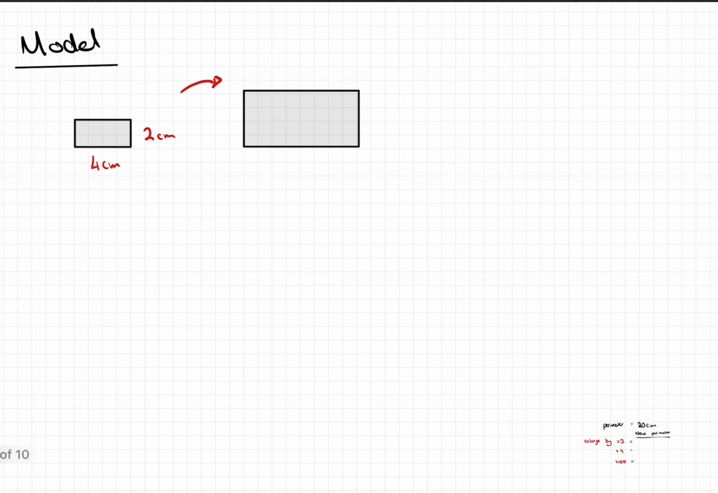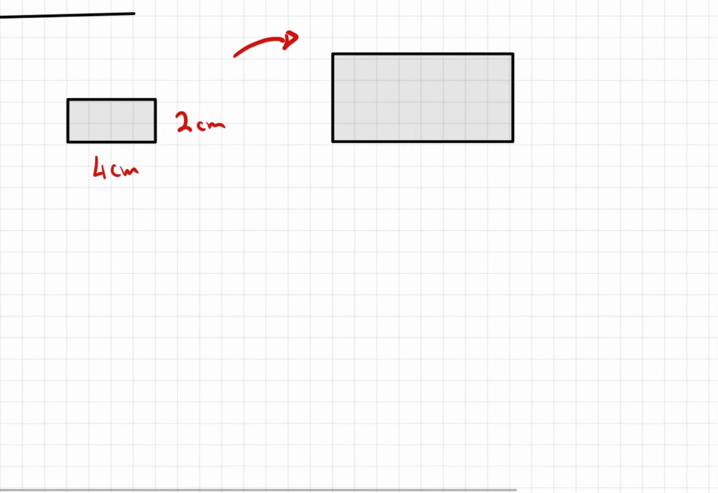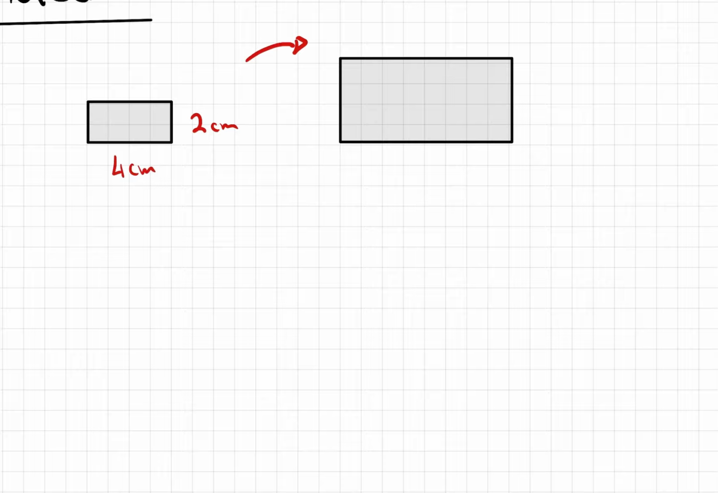Okay, so let's look at this. I'm going to find the perimeter of the smaller shape first. I can see it's 2 plus 4, and then we can just say opposites are the same, 2 and 4. So the perimeter equals 2 plus 2 plus 4 plus 4, and that's 12 centimeters.